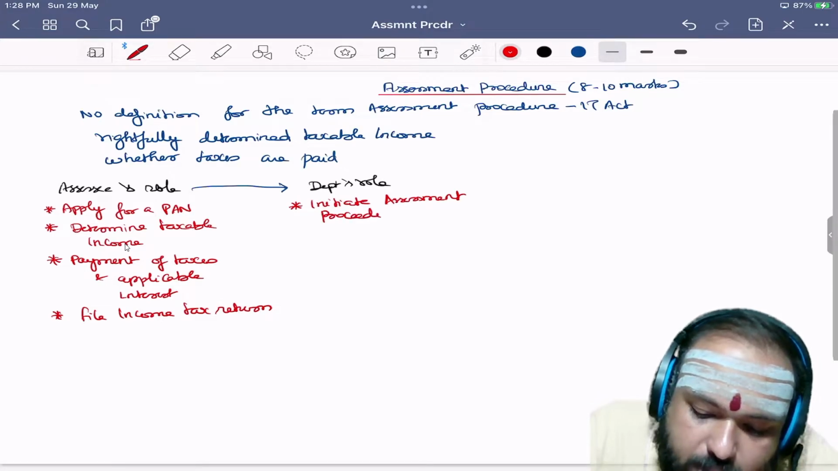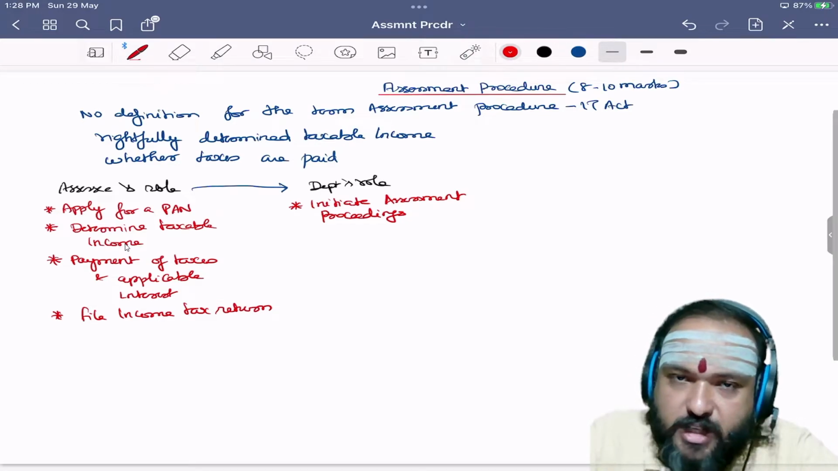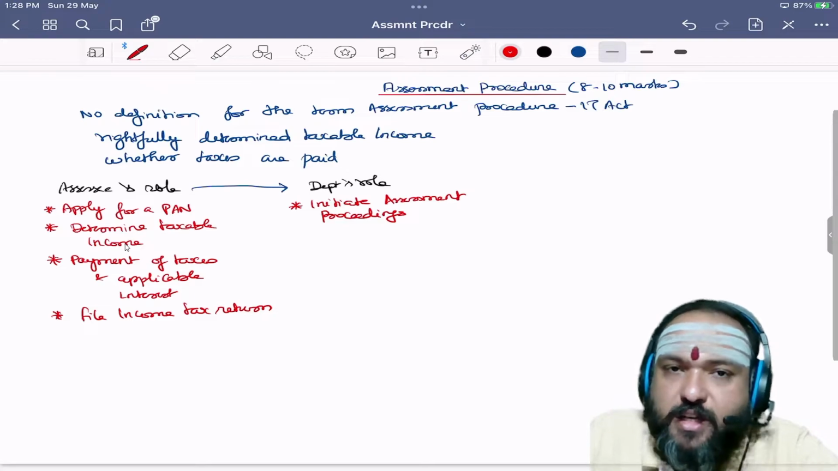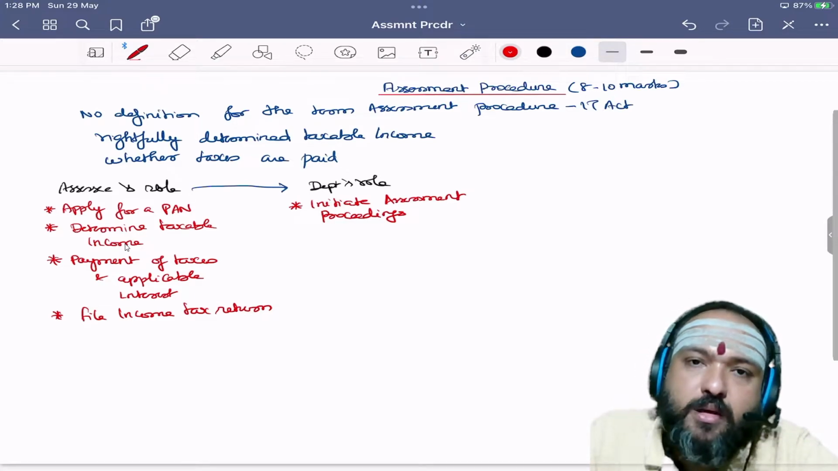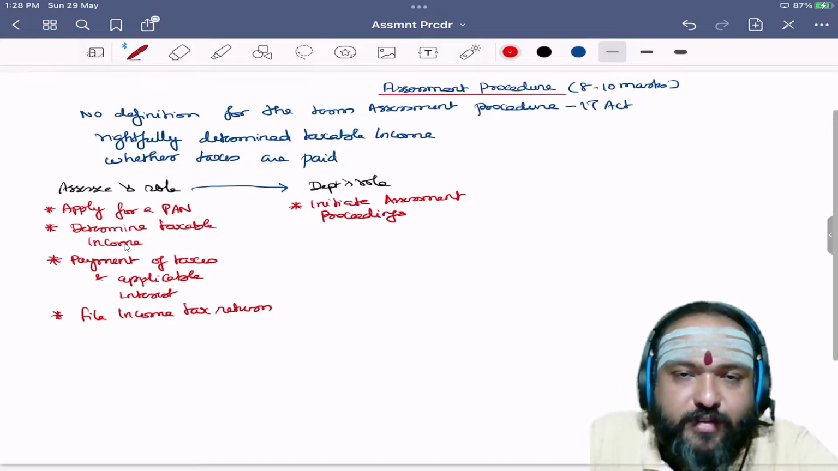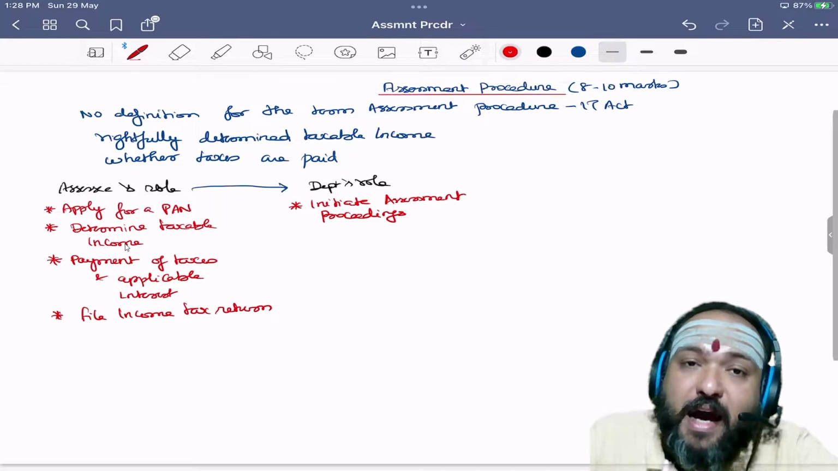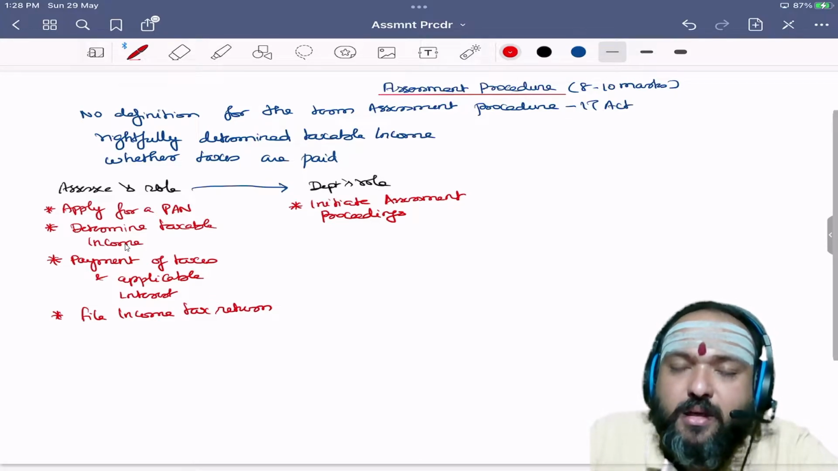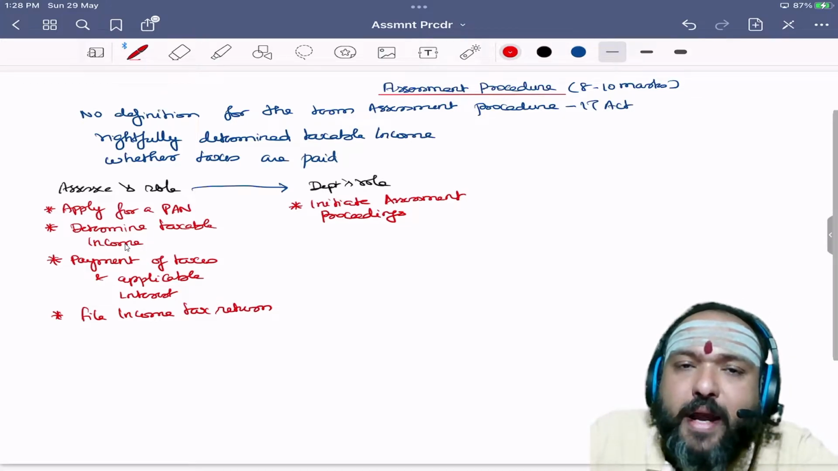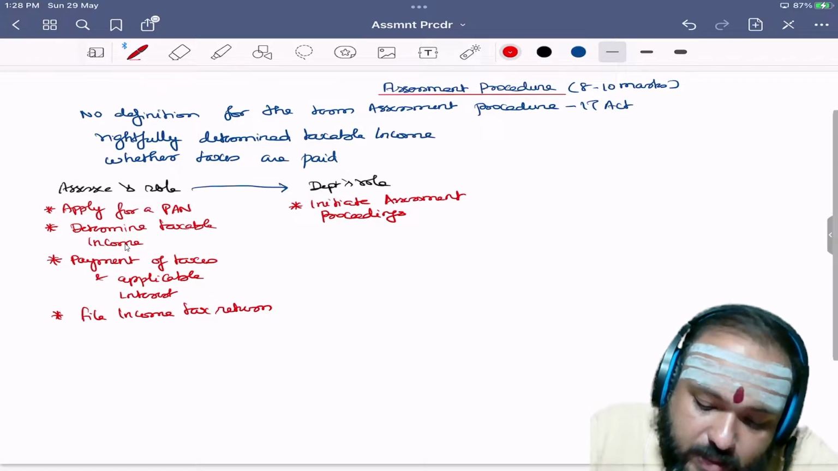So they might send a notice telling that we have picked your case for the purpose of assessment. We would like to know what are all the details you have considered for the purpose of determining income. What are all the details you have considered for the purpose of determining the rate of taxes, and what are all the details you have considered for the purpose of arriving at the tax payable, and please share the details of taxes paid. So they may go ahead and ask these questions by way of initiating assessment proceedings.